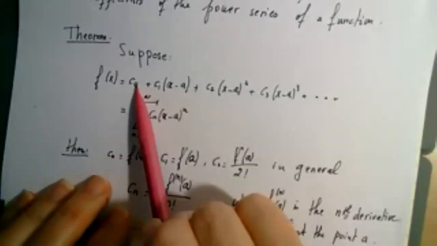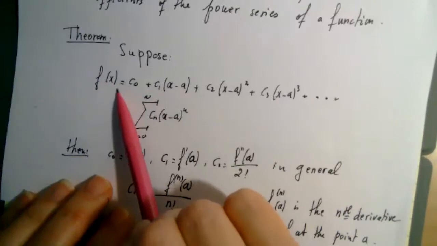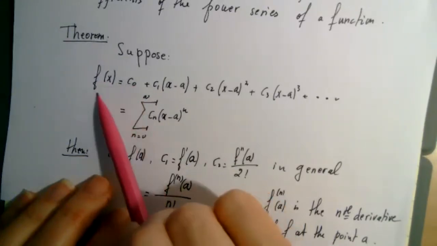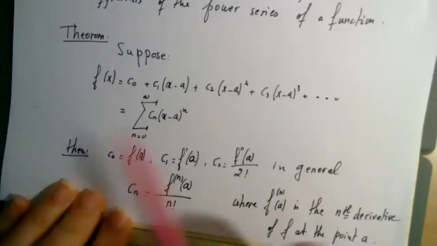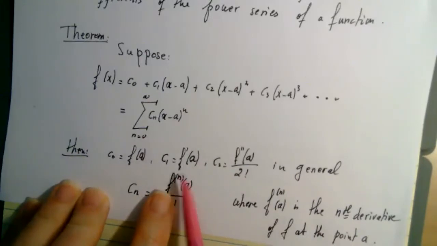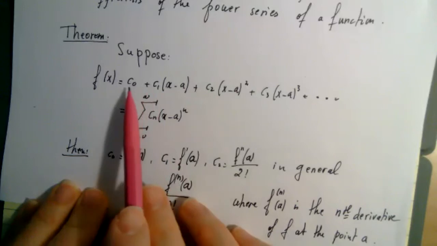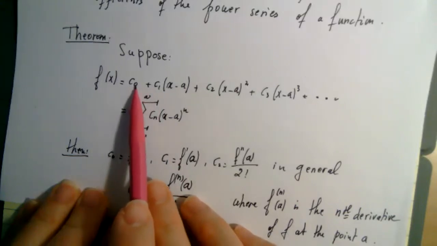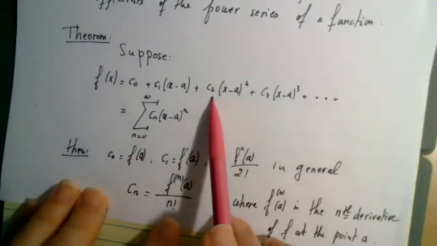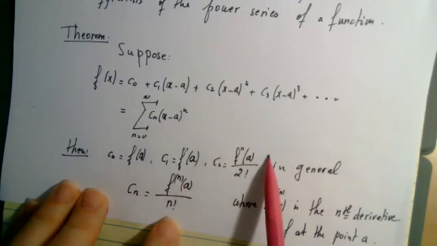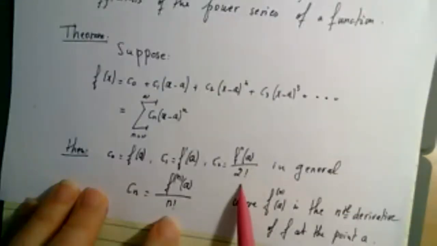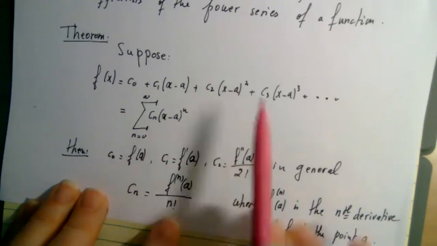C0 is the value of the function at zero. Sorry, the value of the function at a. That's going to be the relationship. C1 is going to be the derivative of the function at a. So I'm building the relationship between the coefficients and the function. C2 is going to be the second derivative at a divided by 2 factorial.